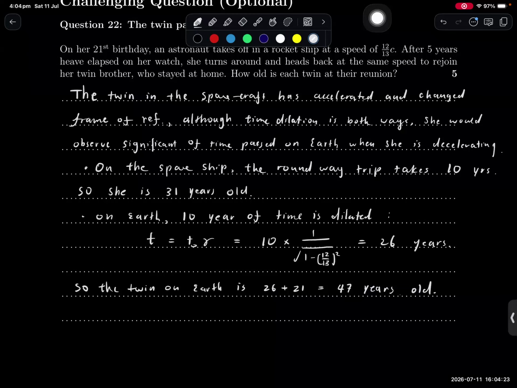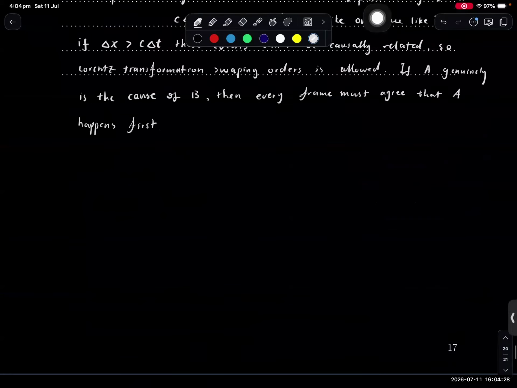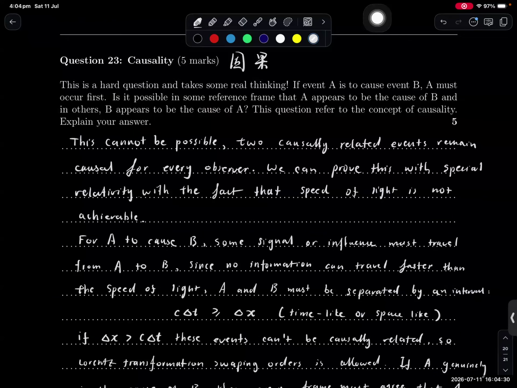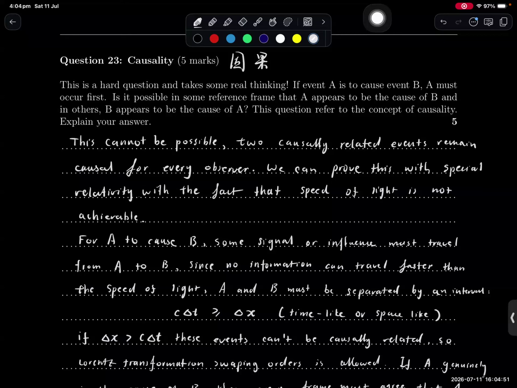Good. Right. Next question, causality. It's a very hard question. Questions like what does it mean to be causal, or what does causality mean in general, take some real thinking, okay? If event A is to cause event B, A has to occur first, right? That makes sense. If you want to cause something, it had better happen before.